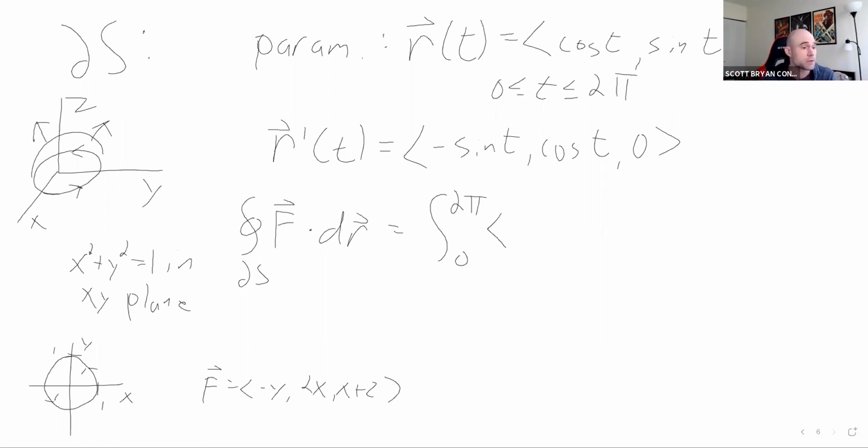And when we replace x, y, and z with their parameterizations, negative y becomes negative sine t, 2x becomes 2 cos t, and x plus z becomes cos t plus 0. And we're dotting that with r prime of t dt, because that's what dr is. So we're dotting that with negative sine t, cos t, 0 dt.